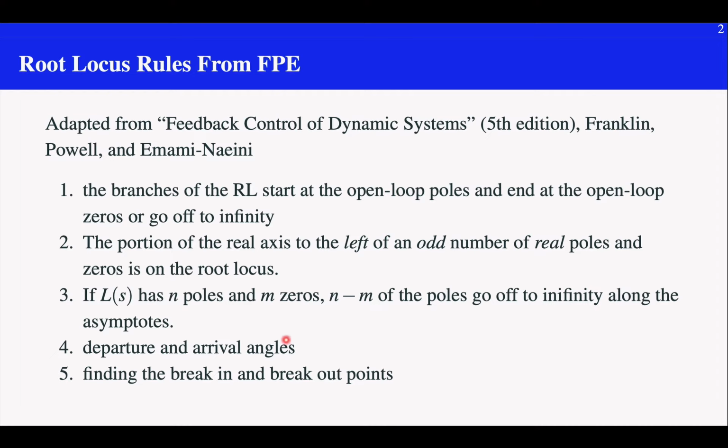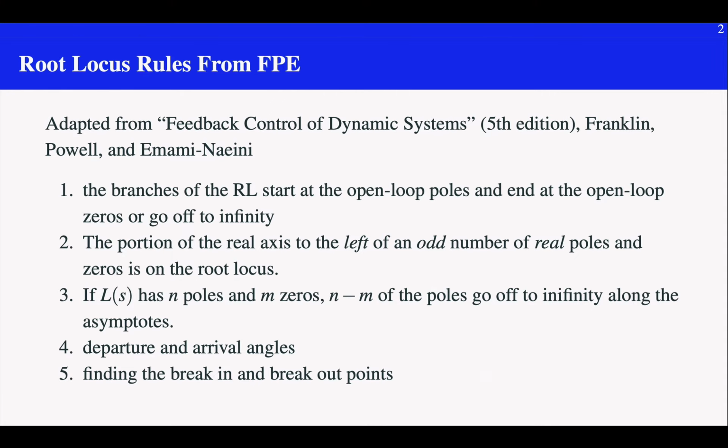And then you find your departure and arrival angles by satisfying the phase condition near a pole or a zero. And then for the break-in and breakout points, there's a more complex derivation there that doesn't really come from my two bullet points, except that recognizing which sections of the real axis must have either a break-in or a breakout point comes from the first bullet point.